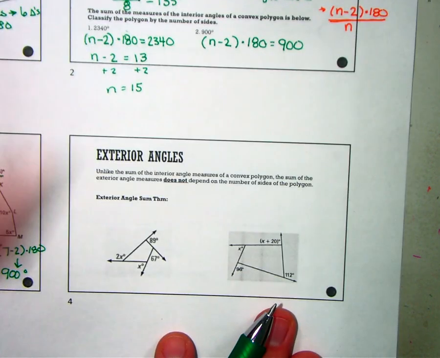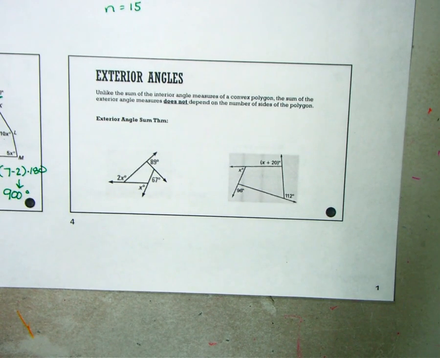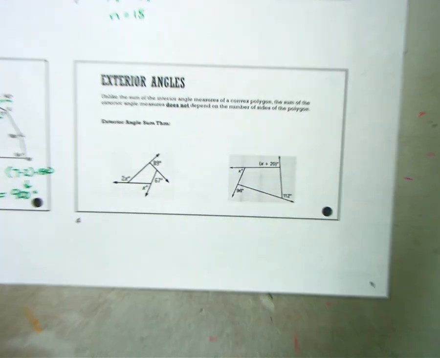Okay, we've just got one more thing to talk about. We've got one more slide here, and then the rest of it is for tomorrow. We've been talking a lot about the interior angles, the ones on the inside. Okay, but let's talk about the ones on the outside.